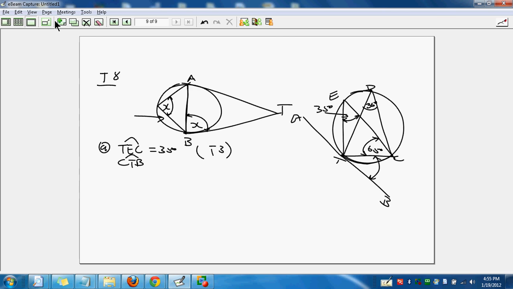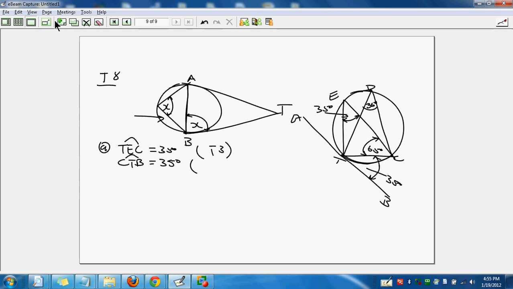So if we look at this angle here, and we look at the chord TC, then if we look in the alternate segment, either at this point or at that point E, you'd realize that the angle down here must also be 35 degrees, because of theorem 8, which we just studied. So this must also be equal to 35 degrees. That's because of theorem 8.